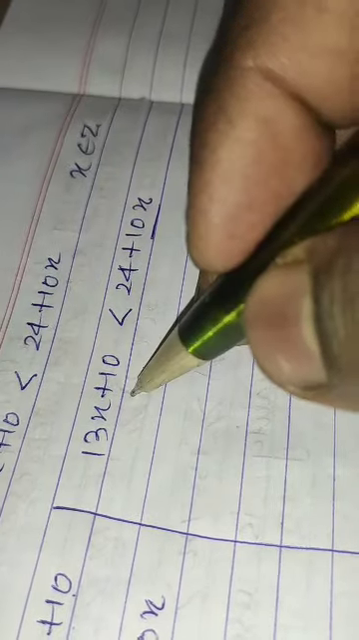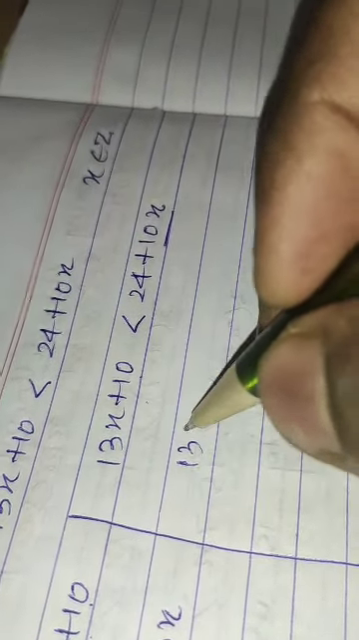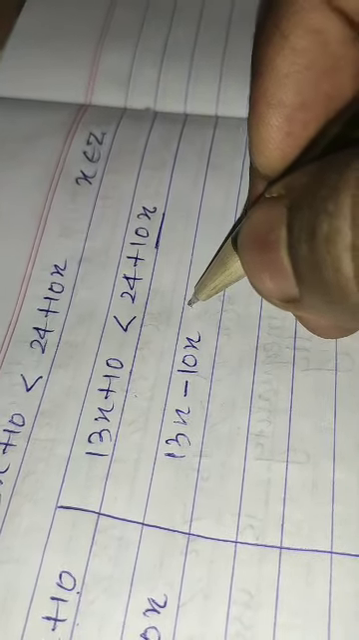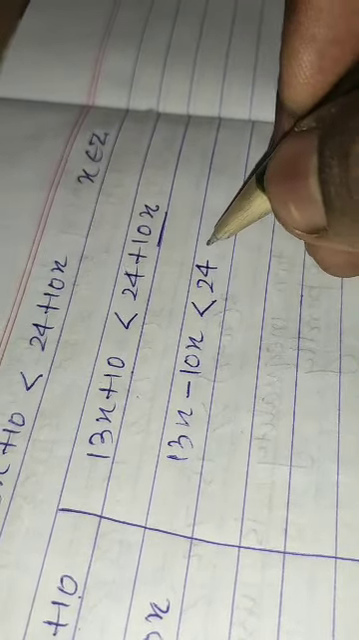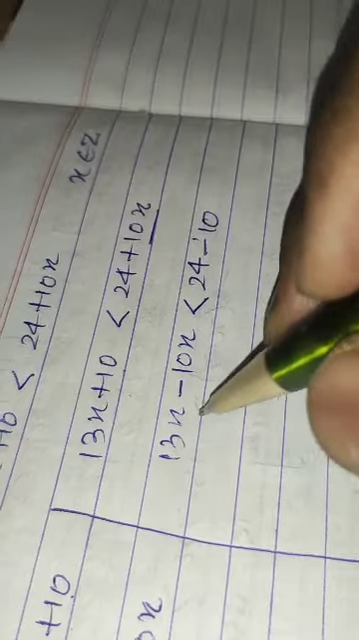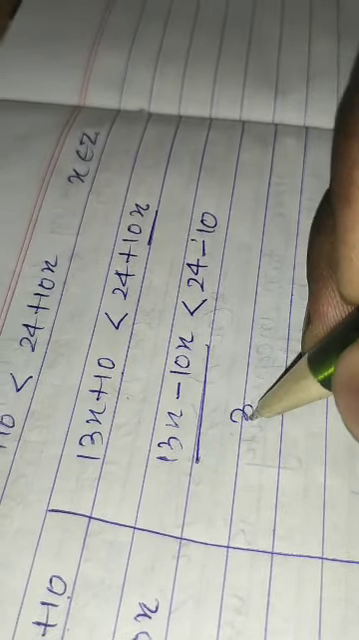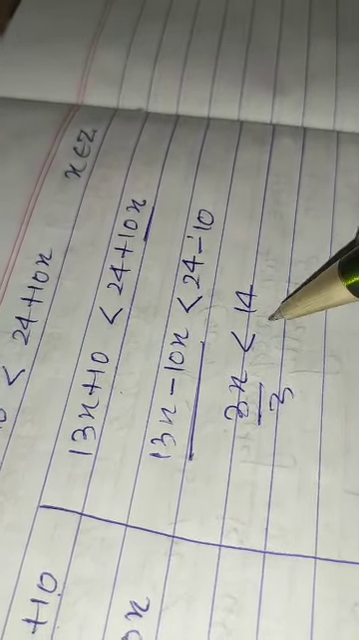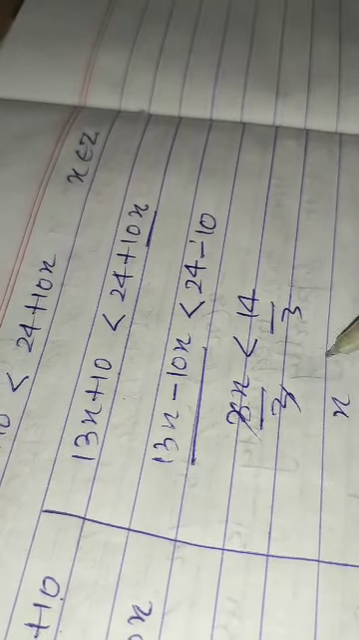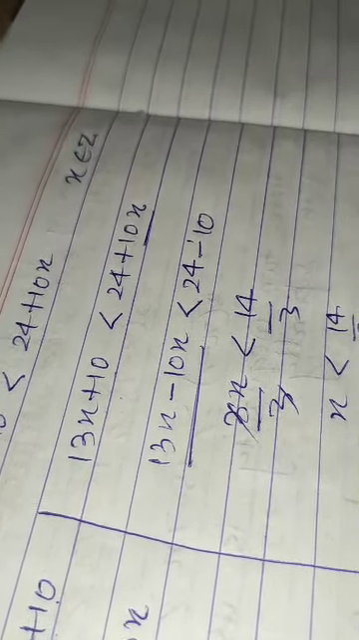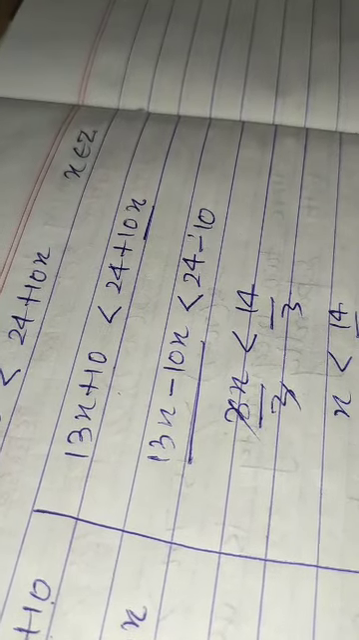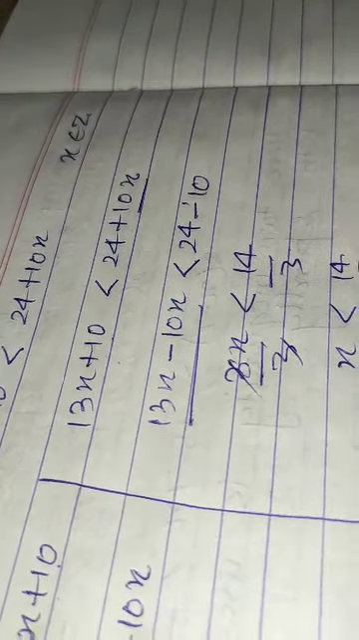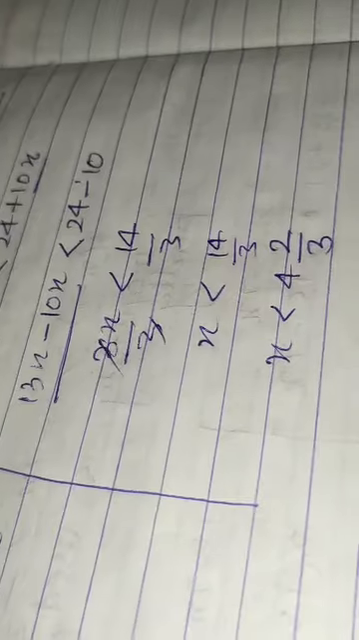Bring this 10x this side and this 10 that side. So 13x minus 10x is less than 24 minus 10. So that is 3x less than 14. Divided by 3, this 3 cancels. x is less than 14 upon 3, or x is less than 4 whole 2 upon 3.